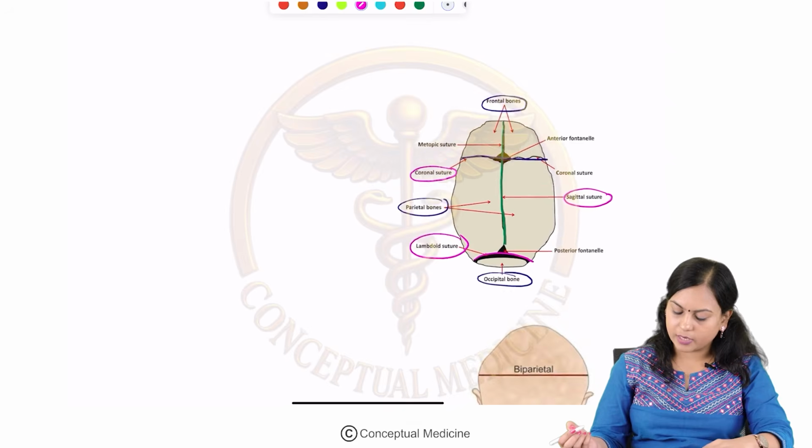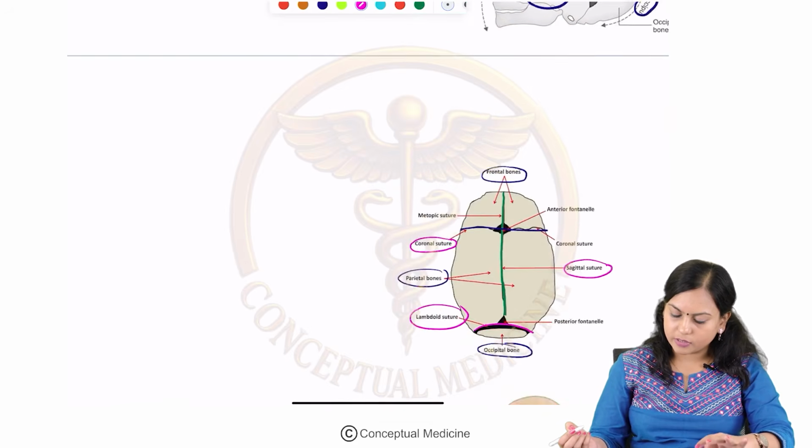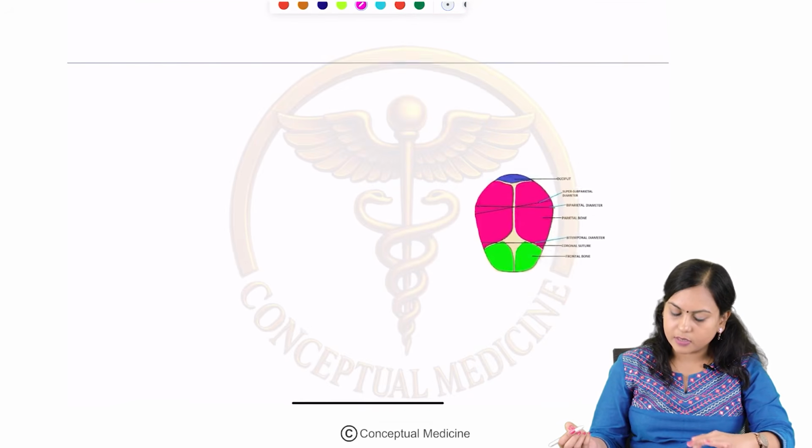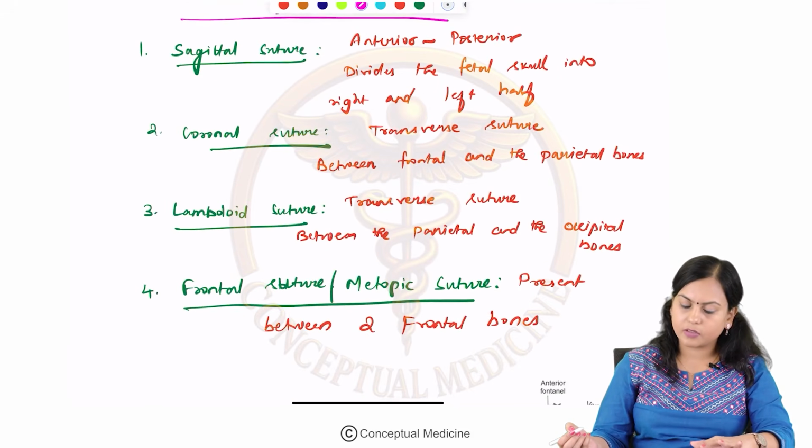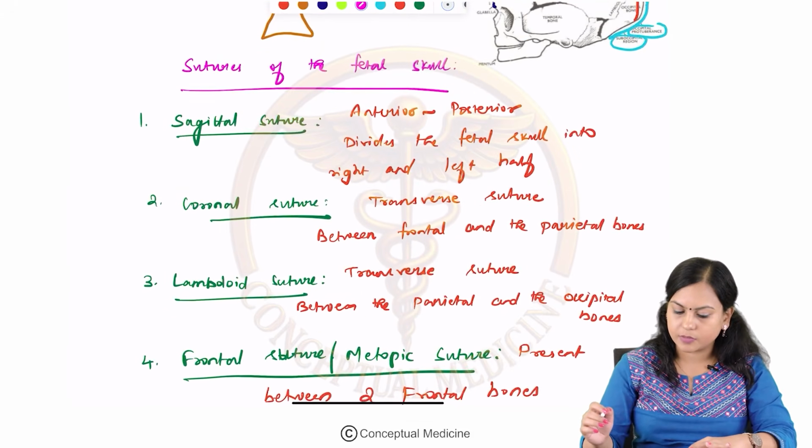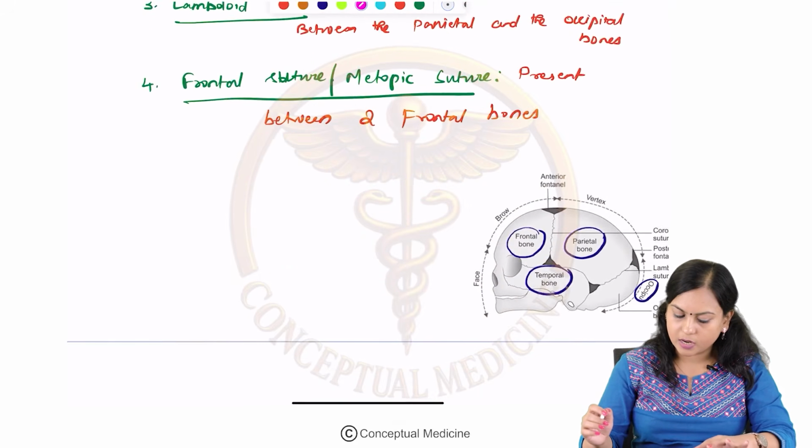Understood? Okay. Now frontal suture is going to be present between the two frontal bones. Next one.